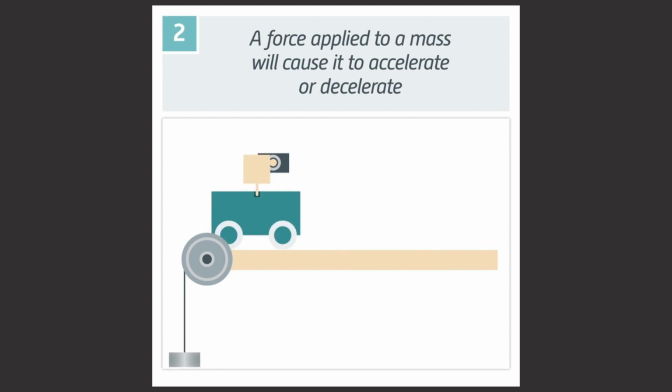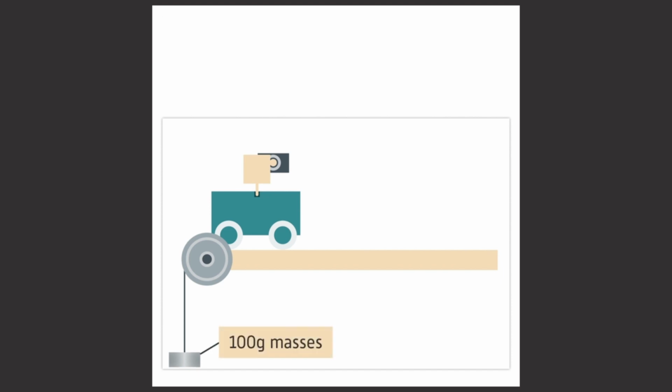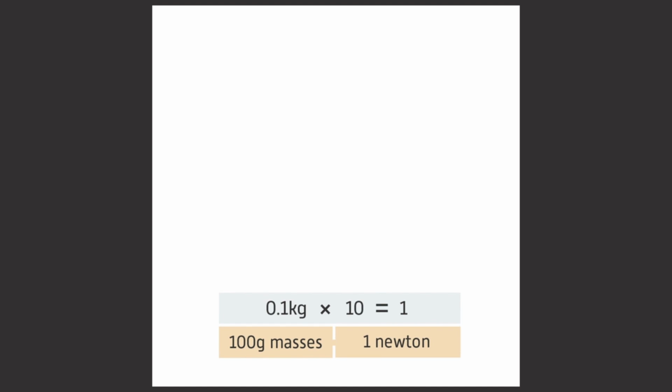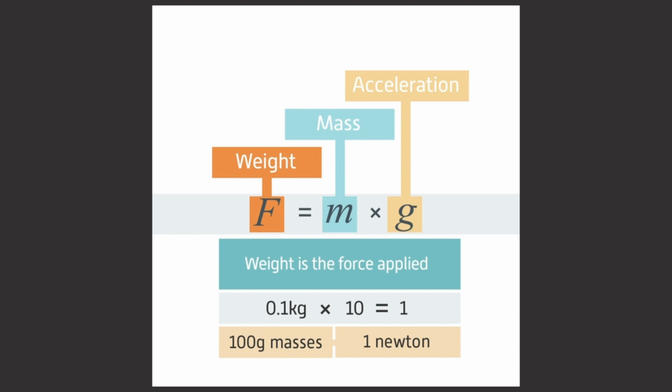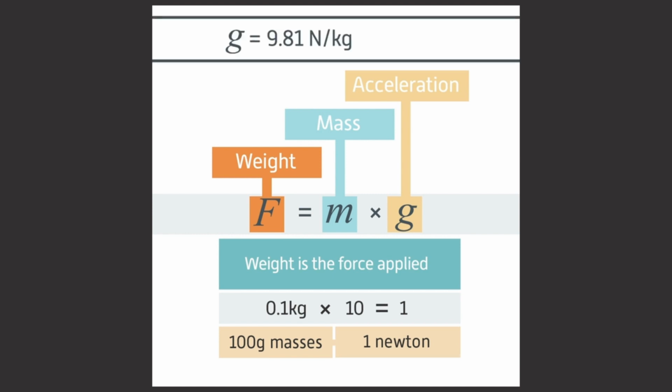When your equipment is ready, give it a trial run with some masses on the end of the cord over the pulley. If the masses you use are standard 100-gram masses, each one will have a weight of 1 newton. This is because 0.1 kilograms multiplied by 10 equals 1. How did we get this figure? The weight is the force applied, which comes from the equation F equals m multiplied by g, where m is the mass and g is the acceleration due to gravity. The acceleration due to gravity is 9.81 newtons per kilogram, but we usually round it to 10 newtons per kilogram.